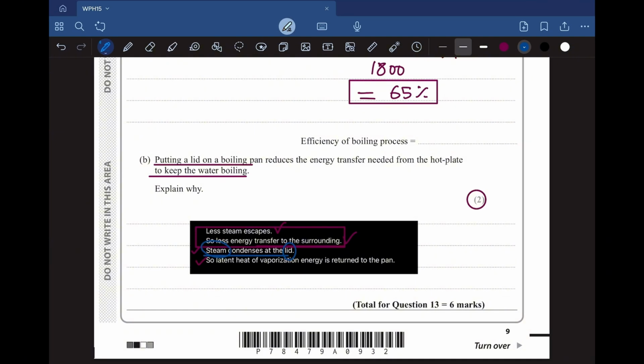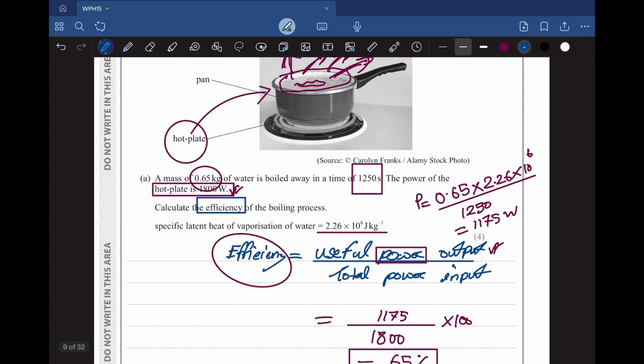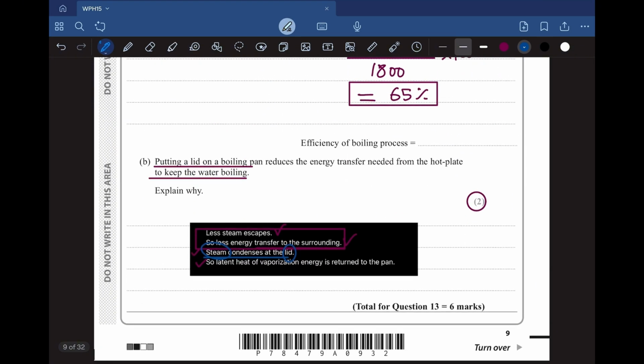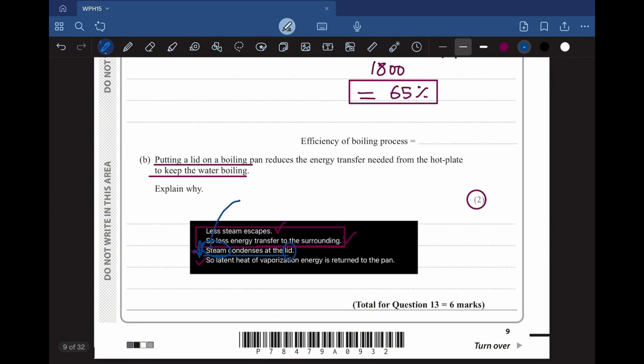Because water has converted into steam from liquid water, and that liquid water was in direct contact with the hot plate, or the hot plate was exerting power on the liquid water. So this steam basically has a temperature higher than the lid. So when the steam and the lid are in contact, the steam condenses. It condenses means it returns back into liquid, and when it returns back into liquid, it releases the latent heat of vaporization that it has used to turn from liquid into steam.